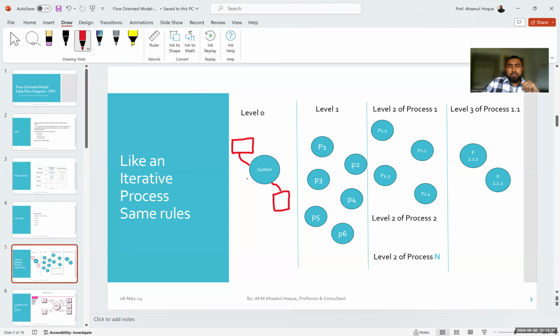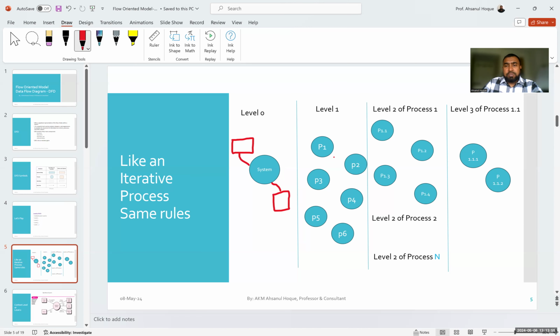So it's basically how many inputs were there and how many outputs we are getting. We may have multiple external entities over there, but the whole system is represented by a single circle. Then we move to level 1, where we decompose this system into 1, 2, 3, 4, 5, 6 sub-processes or key processes.